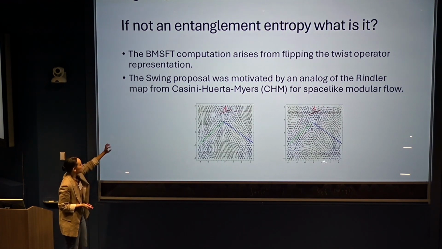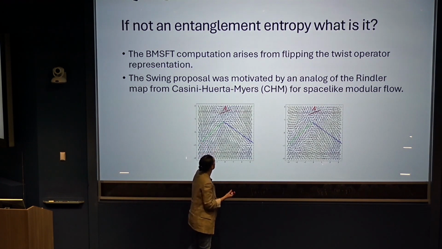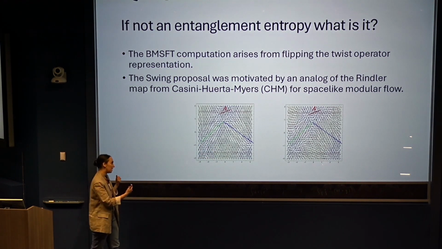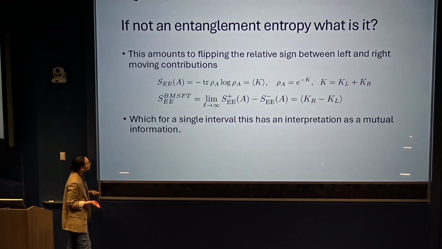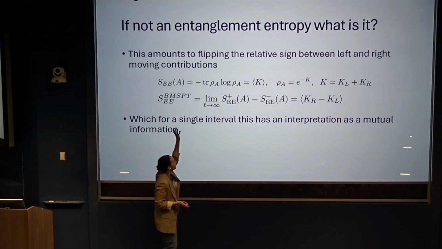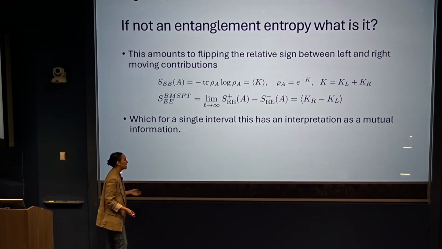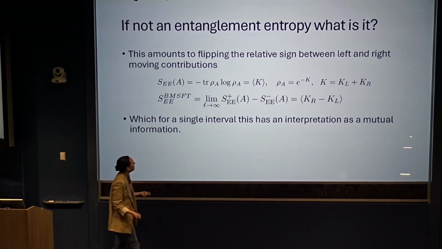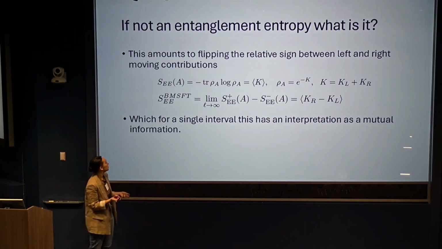Roughly, if we understand how they got to that swing proposal, you can see that they are just swapping the left and right moving parts to have a space-like modular flow, which is the one they're looking at, rather than a time-like one. What that means in the end is that the quantity they have would be swapping out the relative sign of the left and right terms, which you can think of as measuring, instead of the modular Hamiltonian, a difference between the left and right guys. And in particular, more of an accident, it does have an interpretation as a mutual information.